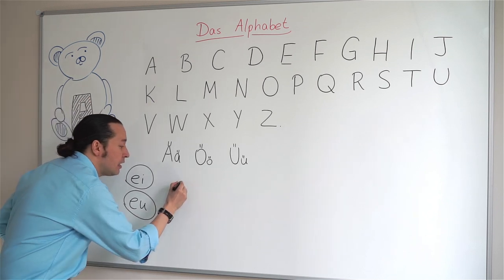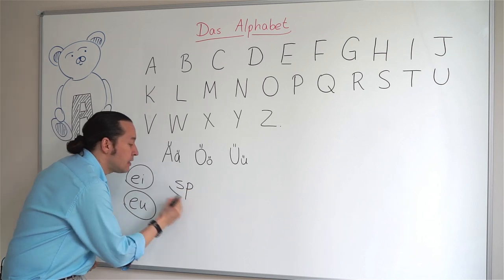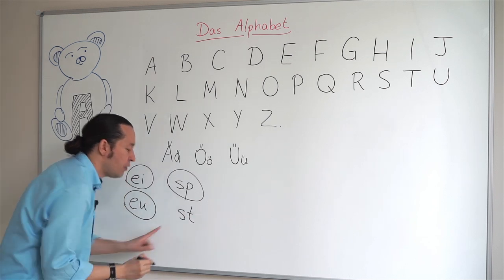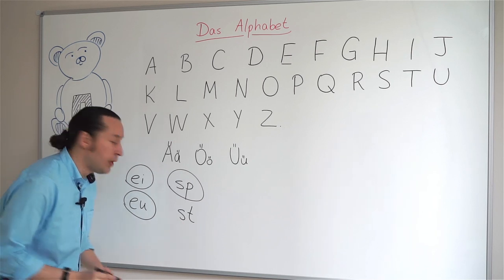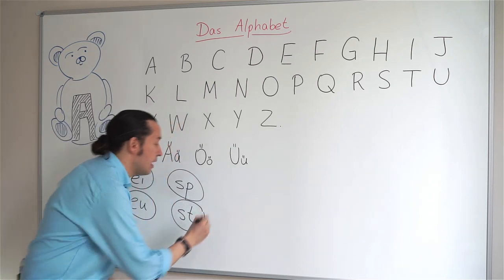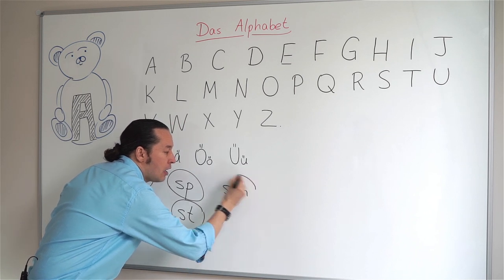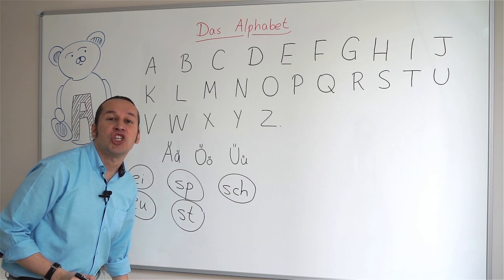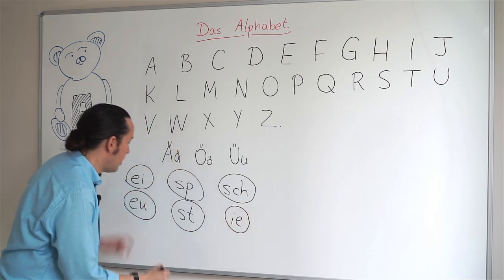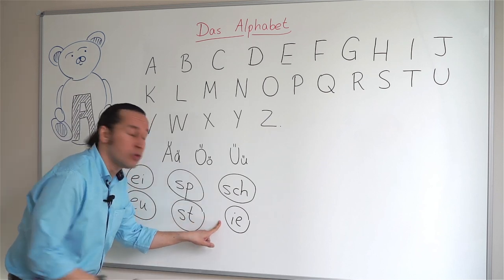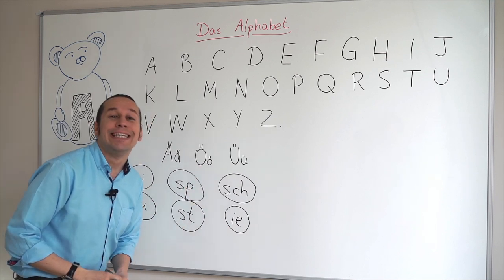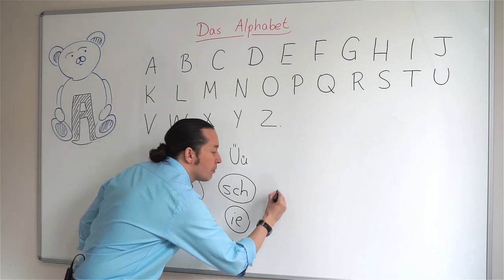For instance, if we see the S, P together, this is pronounced as SHP, SHP. If we have the two letters S, T together, this is pronounced as SHT, SHT. If we see S, C, H, this is pronounced as SH, SH. If we have the letters I, E together, the opposite of E, I, then we have to take this I and have this in a long melody, which stands for E, E.